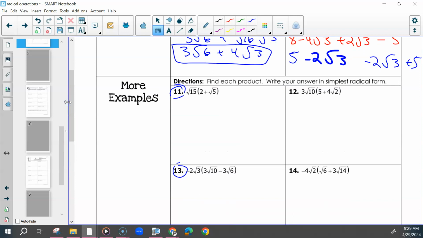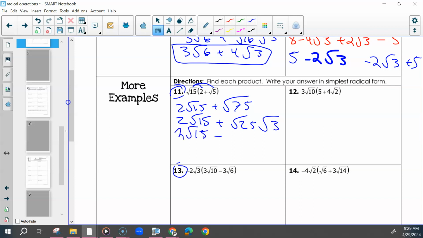So for 11, this would be more like example 1, multiply root 15 to both of these. So this first term would be what? 2 times the square root of 15. And the second term would be? Root of 75. Square root of 15 can't be broken down, but the square root of 75 can. What's the highest perfect square that goes into 75? And yes. So 2 root 15 plus 5 root 3. And that's it. We can't simplify that.